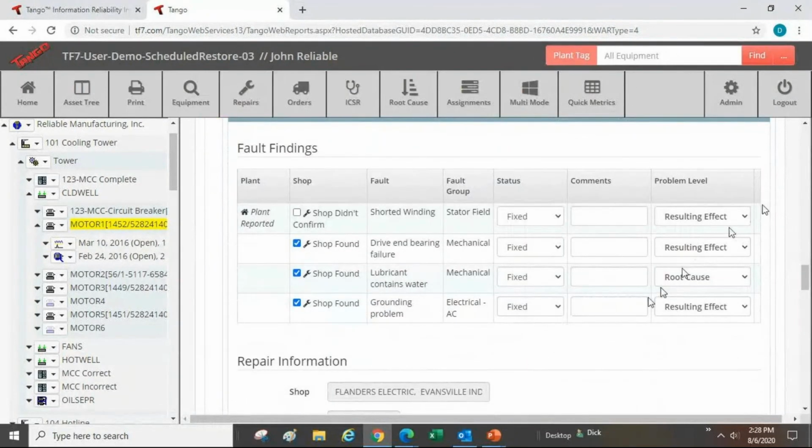their motor shop to give them more details in the common database about what faults were found and their opinions of which ones were just resulting effects and potential root causes. And now they finally started to see that in this cooling tower location, they'd had repetitive failures where they had shorted windings and grounding problems that led to drive-end bearing failures due to, most likely, water entering the lubricant. So the answer is they needed to do something, either shielded bearings or better environmental containment in that cooling tower location to keep that repetitive root cause from causing that low mean time between failure.